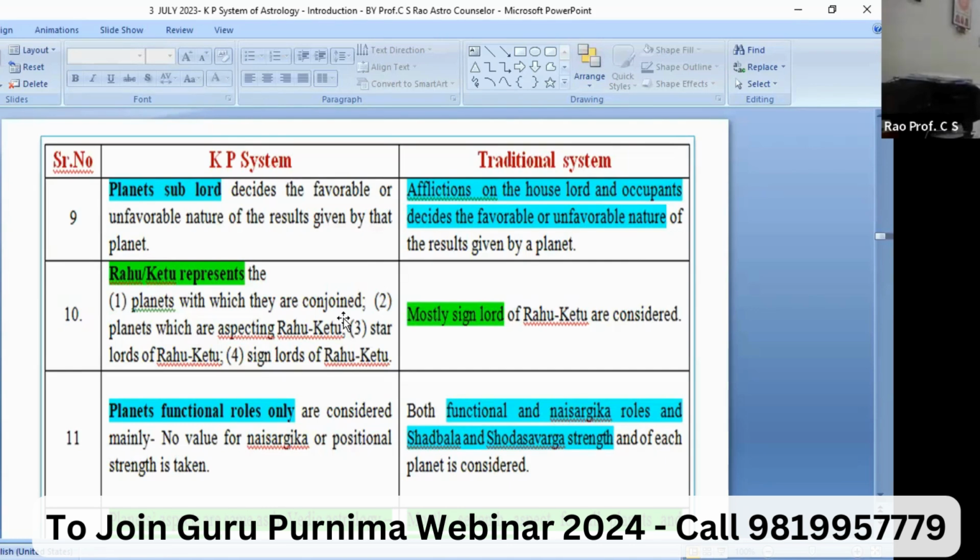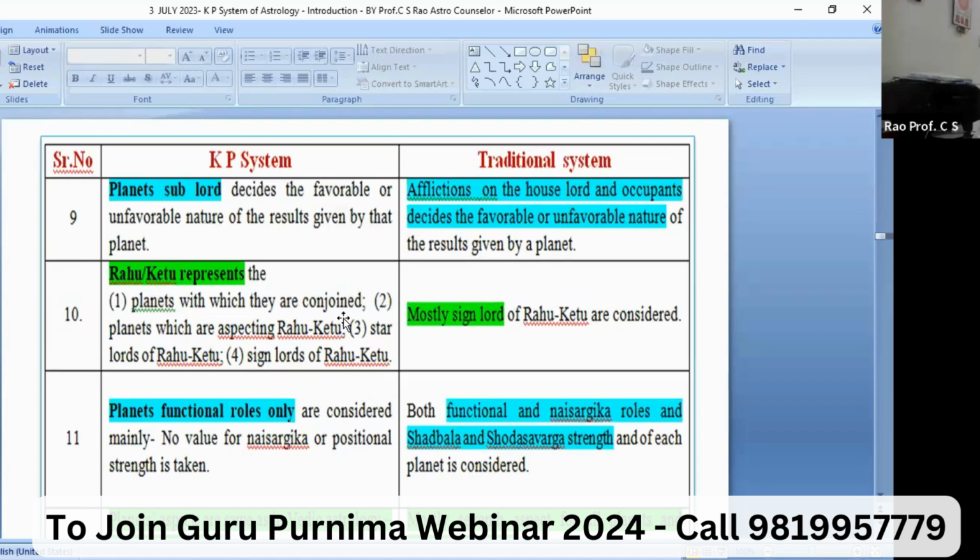Rahu and Ketu are the same both in the traditional system and in the KP system. Here in KP system, we draw another item after drawing the KP birth chart. After that, we see the Rahu Ketu equivalents. Rahu and Ketu are shadow planets, as we all know. They give the results of the planets with which they are conjoined, as the first preference.